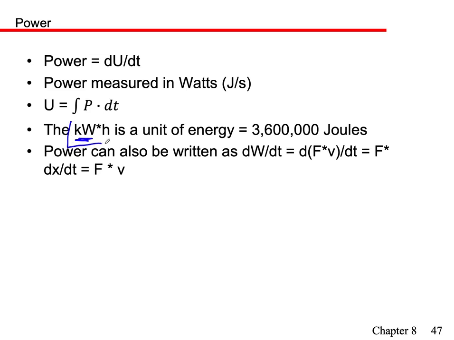Electric bills each month are actually billed in kilowatt hours, but that's actually power times time, so it's a unit of energy. One kilowatt hour is about 3.6 megajoules.